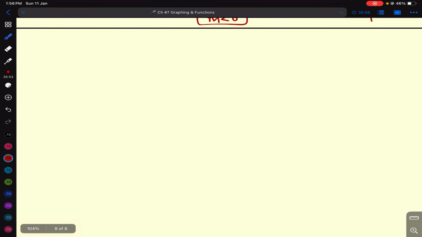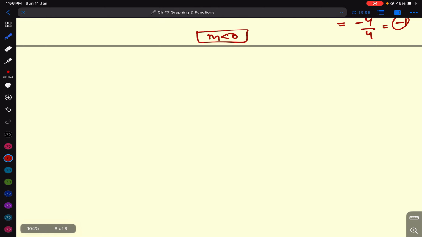Clear? So this is how we figure out the slope, and on the basis of the slope sign we can figure out whether the line is ascending or descending. Clear? Now this was how you solve for the slope, but then there comes a slope intercept form.